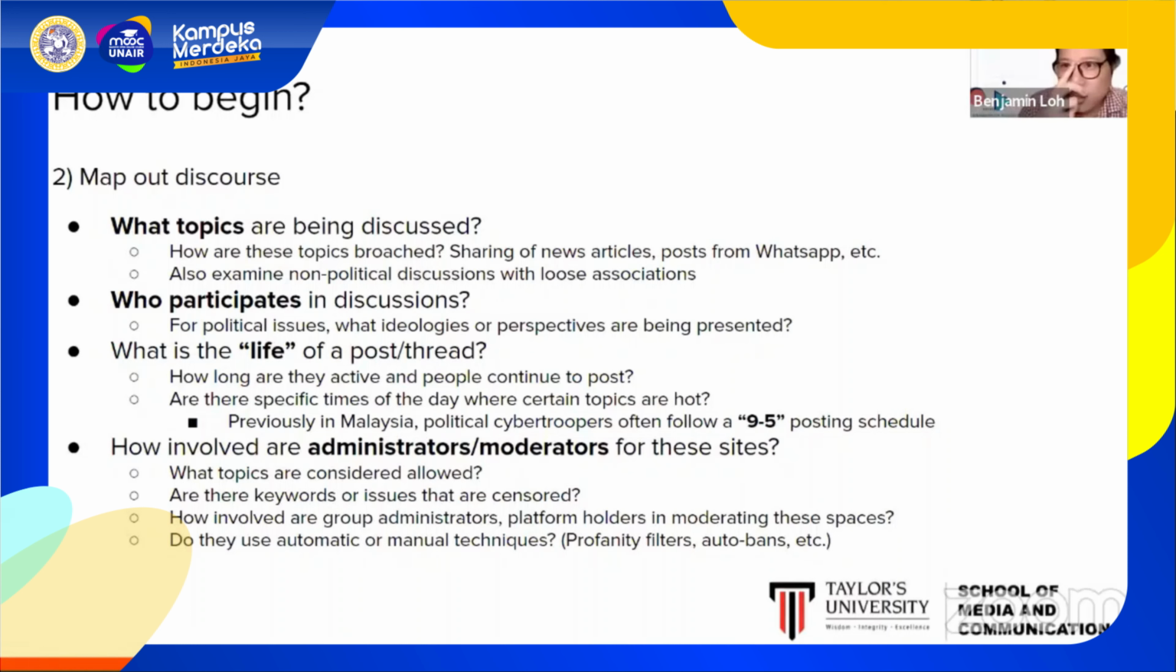Okay. You should also examine how administrators or moderators are moderating these spaces. What topics are allowed to be published? What are the keywords that are censored automatically?